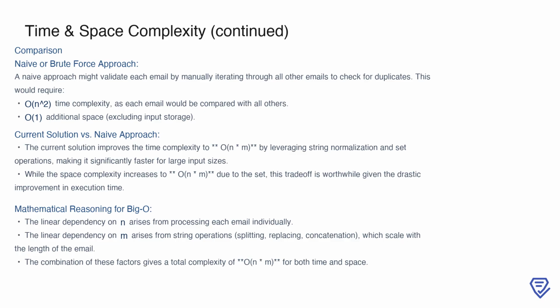When comparing this solution to a naive approach, the benefits become clear. A naive solution might manually compare each email against all others to check for duplicates, resulting in an O(n²) time complexity due to the pairwise comparisons.